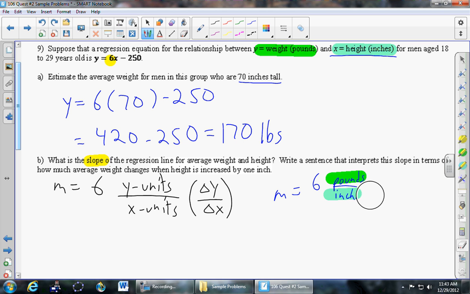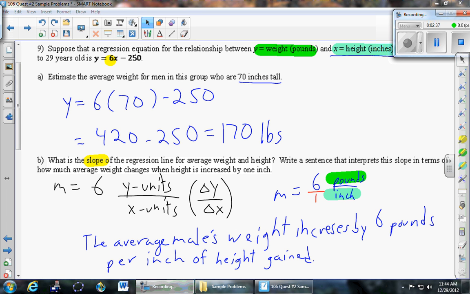Actually, maybe it makes more sense to make it a singular. 6 pounds per inch. What does that mean? As somebody gains 1 inch in height, as they're 1 inch taller, they gain about 6 pounds on average. And where did the 1 come from? Well, we can put 6 over 1 if we really need to force it to be a fraction.